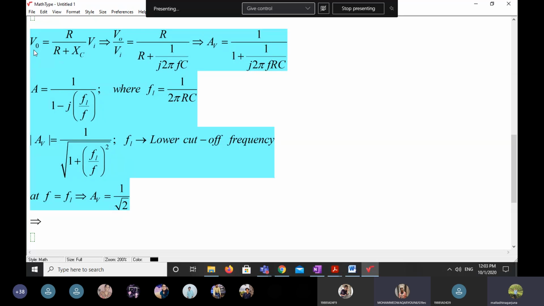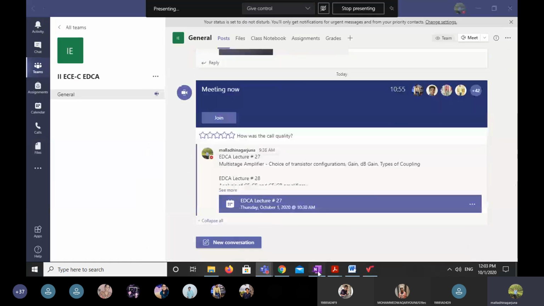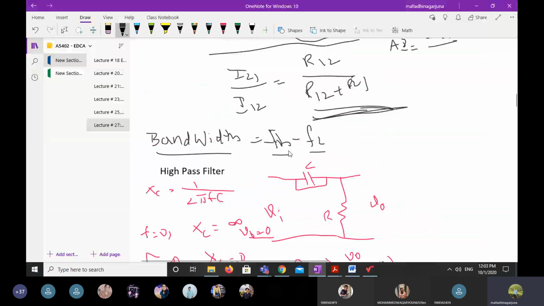Sir, what is the meaning of lower cutoff frequency? Lower cutoff frequency is used to calculate the bandwidth. As I told, bandwidth is equal to FH minus FL. Bandwidth is nothing but the set of the range of frequencies which can amplify the signal effectively.